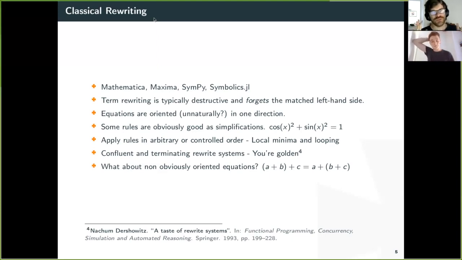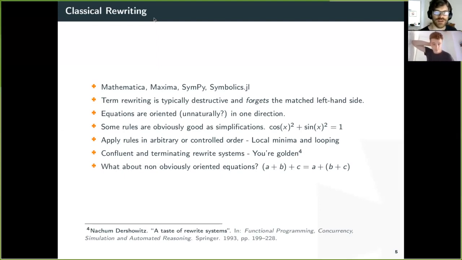So some rewriting systems have good properties, and those rewriting systems are called confluent and terminating. Confluent means that no matter which order in which you apply your rules, you end up at the same result. And terminating means that eventually the rules stop applying. Eventually, you can't find left-hand side patterns anymore, and you're done. Now, if that's true, that's great. But that is more the exception than the rule.